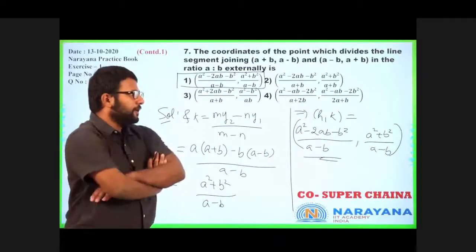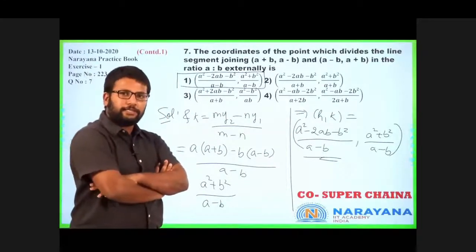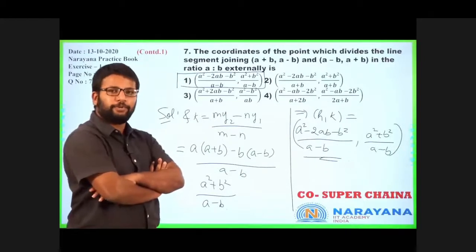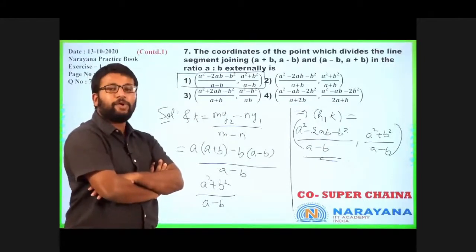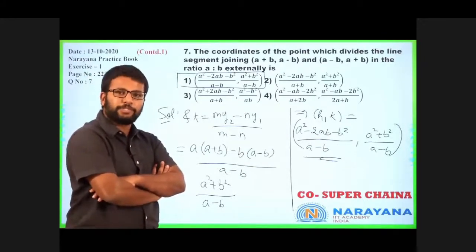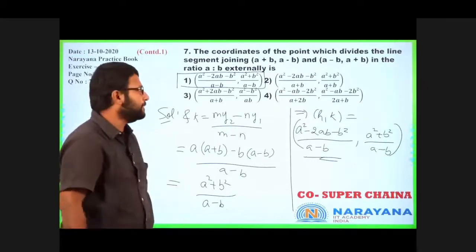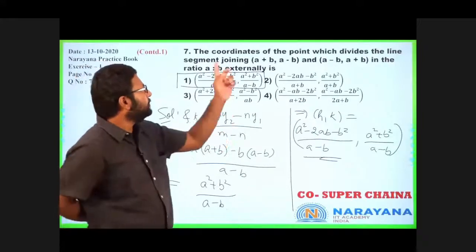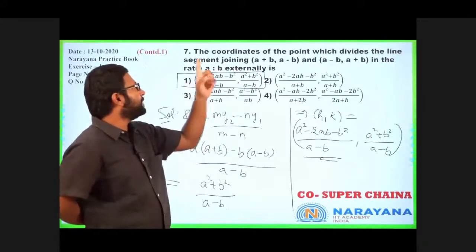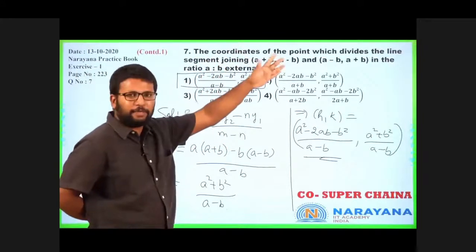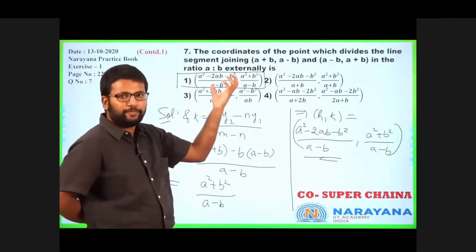Okay, now this will definitely get us the answer, but in the exam what are you going to do? In the exam this will take a lot of time. Now often if you stare at the options for a few seconds, you will realize some options can definitely not be the correct answer. For example, we know that point P is dividing this line segment in the ratio A is to B externally.